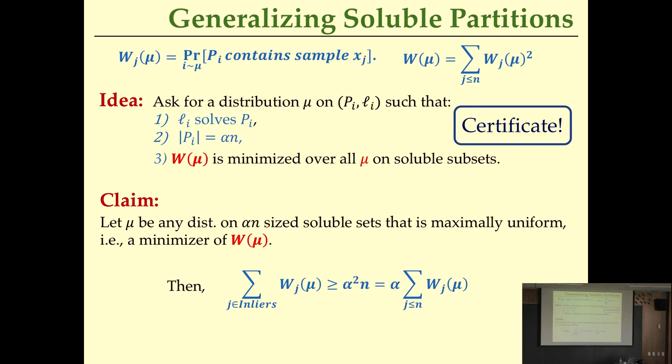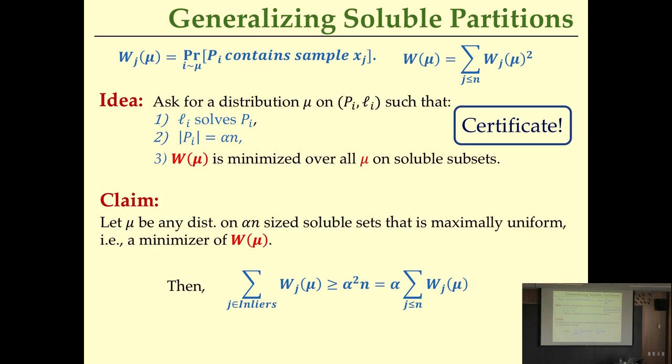So okay? You mean over all soluble subsets for the same L_i or for possibly different ones? No, all possible. Over all possible L_i, yes. So the distribution is over P_i, L_i, and L_i solves P_i. Okay? Does it make sense?